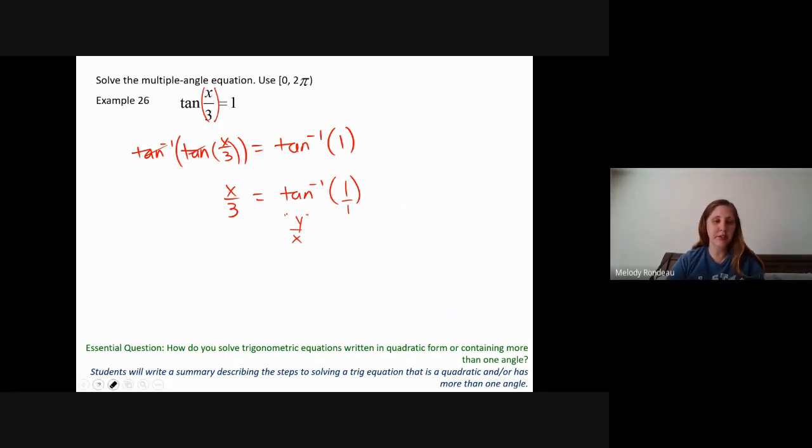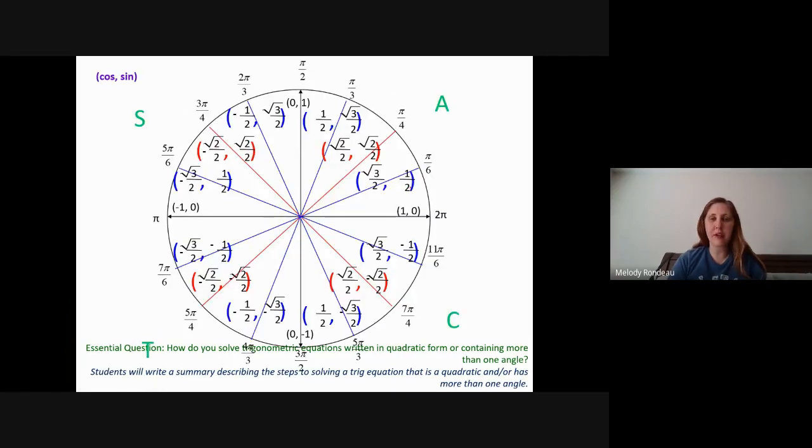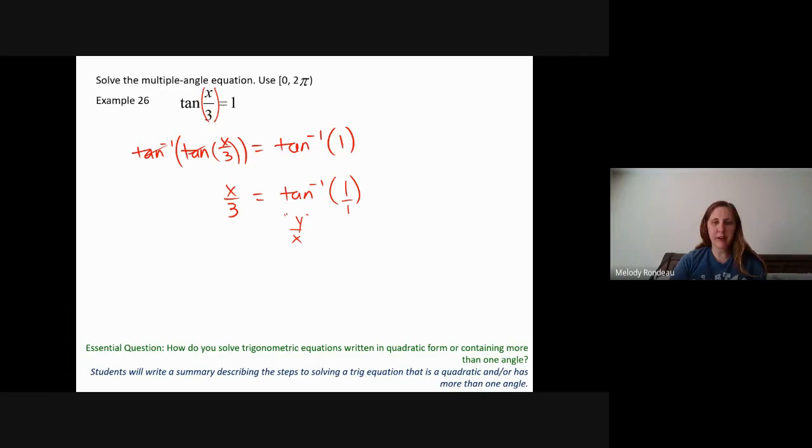So let's look at our unit circle, looking for the x value and the y value to match. I see that here at pi over 4. And it looks like down here in quadrant 3, negative root 2 over 2, negative root 2 over 2. Those are completely matching, so those are going to work as well. All right, so we have pi over 4 and 5 pi over 4.